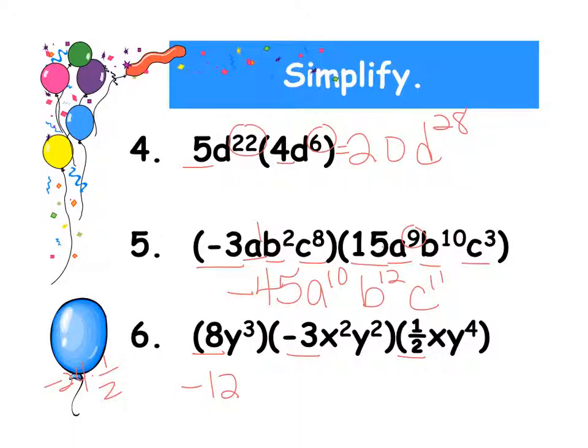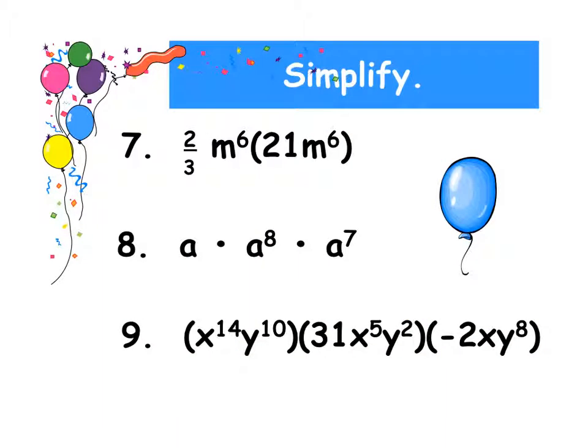And let's see here. So I'm going to do my x's first. I have an x here and an x here. So I rewrite my base of x and I add my exponents with those x's. 2 plus 1 is 3. Then I'm just doing them in alphabetical order. Then I do my y's. Here's a y, here's a y, here's a y. And I add my 3 plus 2 is 5 plus 4 is 9. And there's my answer.